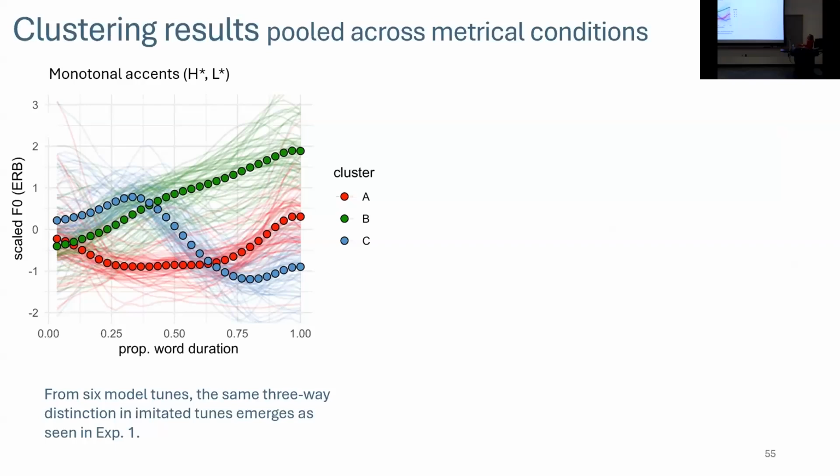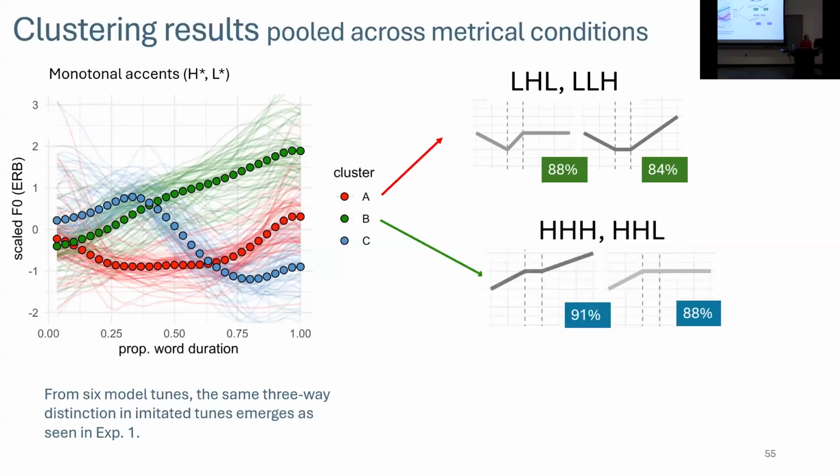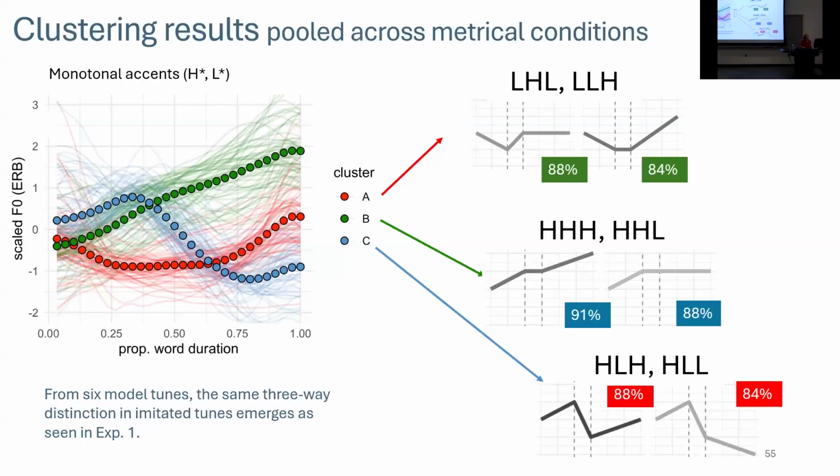Okay, so cluster A, the red one, is all of the imitations of the two tunes that had merged together in our earlier experiment. So they didn't unmerge here, at least not when the data were aggregated over all these metrical conditions. Cluster B are the two high rising tunes that also were not distinct in our previous experiments, and they're also not distinct here. And cluster C, similarly, these two rising, falling patterns still also clustered together. All right, but these were the data aggregated over all of the different syllable counts.